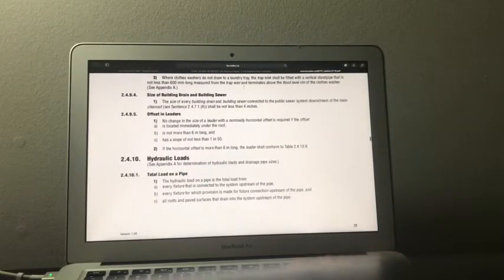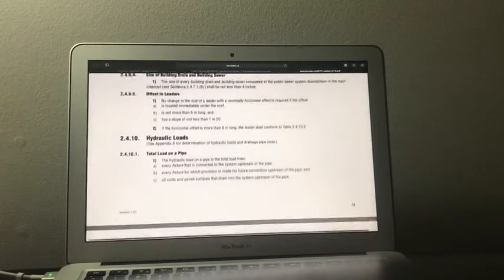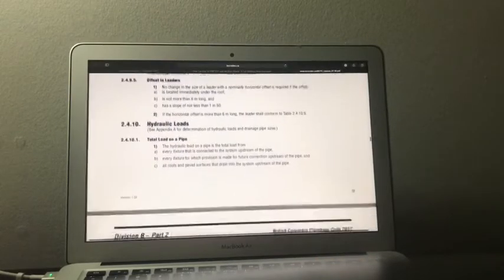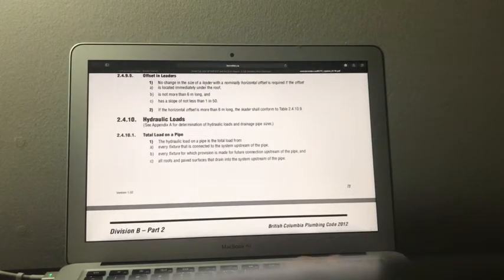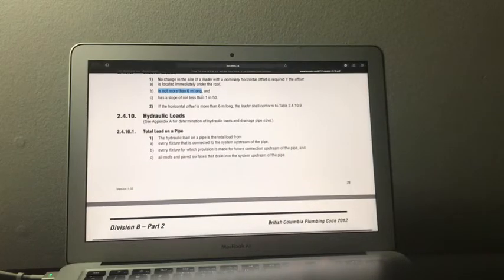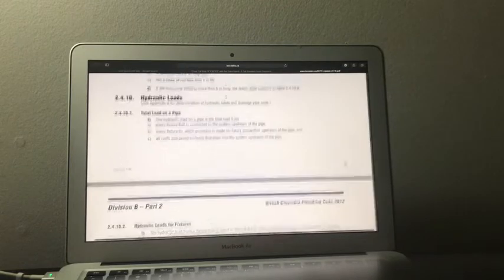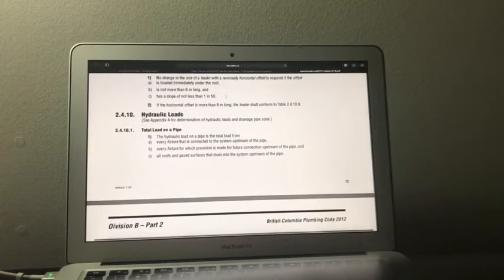Obviously, where a clothes washer, the vertical standpipe shall not be less than 600 millimeters, 24 inches. So, offsets and leaders, obviously we're talking about storm, not more than 6 meters long. This is kind of a good code to know. So no change in the size of the leader with a nominally horizontal offset is required.